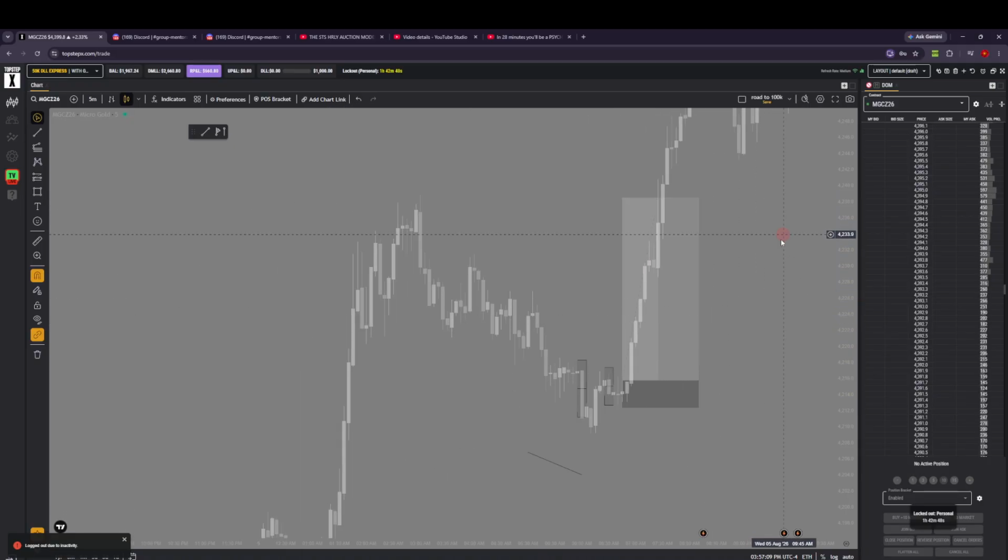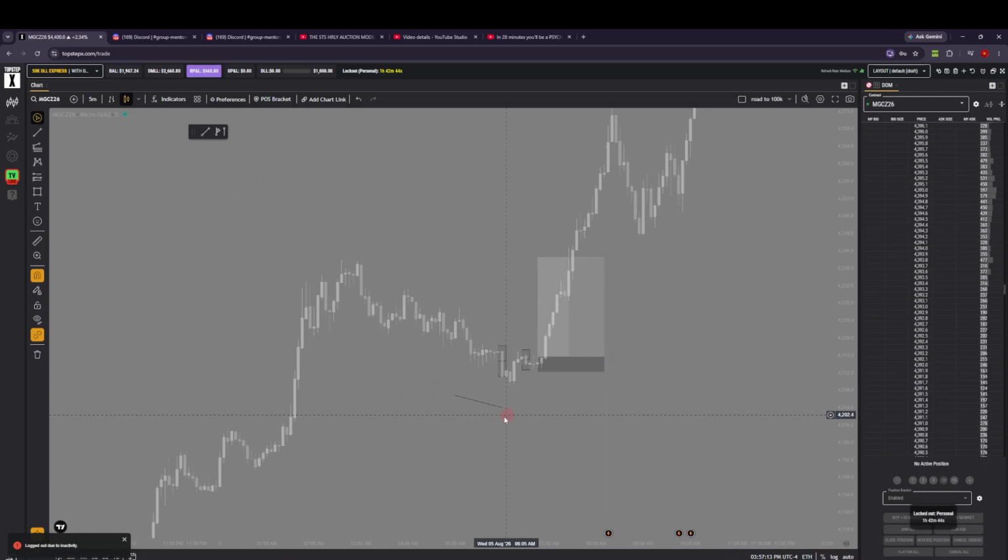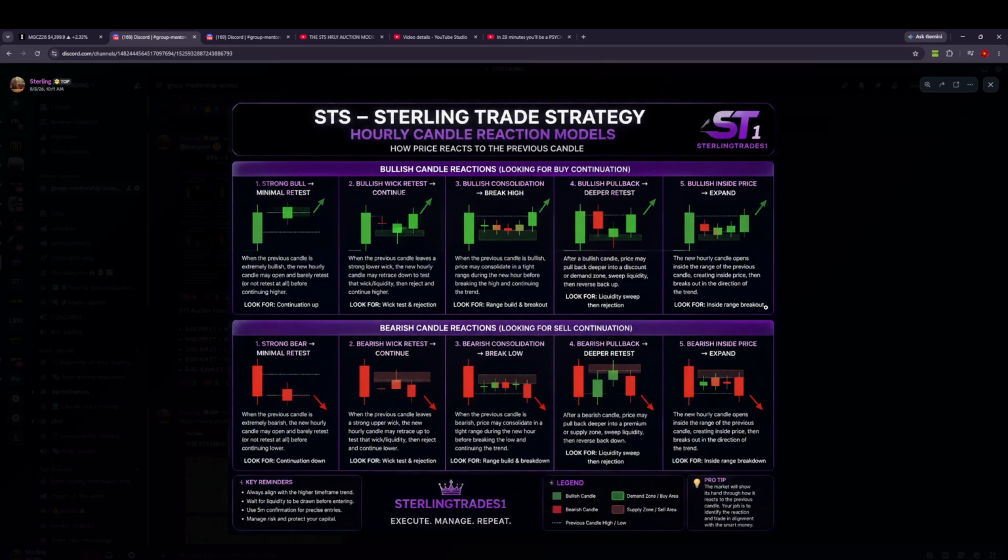And I think I caught one of these trades. I don't know which one it was, but that is another bullish reaction. Bullish inside price expand. The new hourly candle opens inside the range of the previous candle, creating inside price, then breaks out in the direction of the trend.